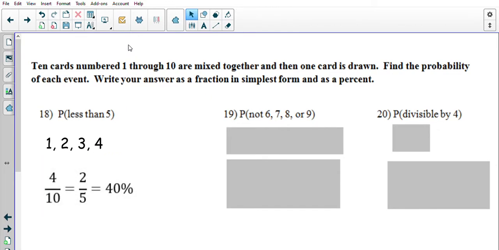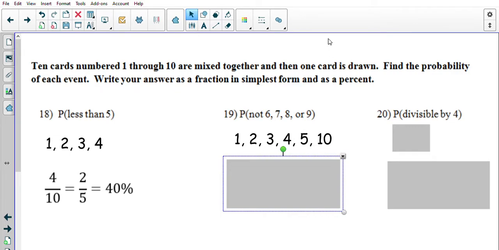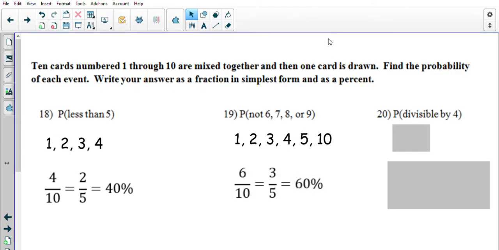That is 40%. Number 19, what's the probability that we select a card that's not 6, 7, 8, or 9? Remember, not any of those. So that means it could be 1, 2, 3, 4, 5. Don't forget about 10 though. That's a total of 1, 2, 3, 4, 5, 6 out of the 10 cards. 6/10 reduces to 3/5, which is 60%.